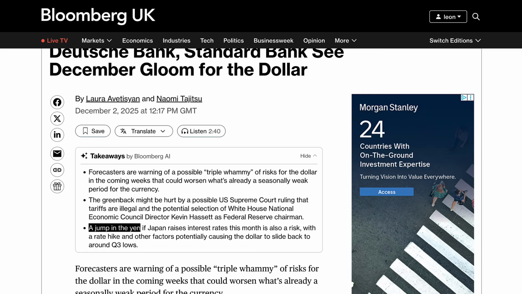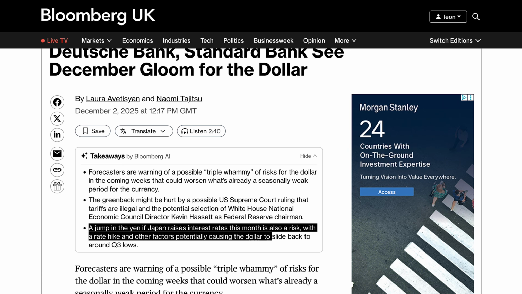And it says a jump in the yen if Japan raises interest rates this month is also a risk, with a rate hike and other factors potentially causing the dollar to slide back to around Q3 lows. And so there's lots going against the dollar, which, of course, if you're a contrarian, is maybe some music to your ears. You typically want to go against the herd.